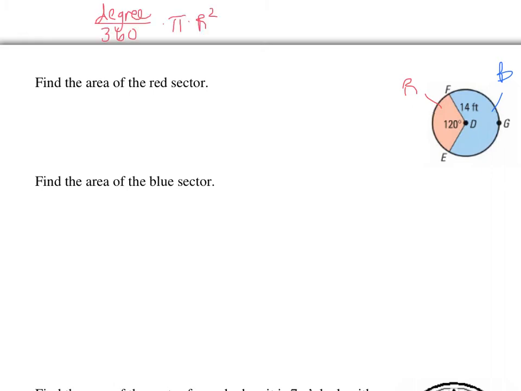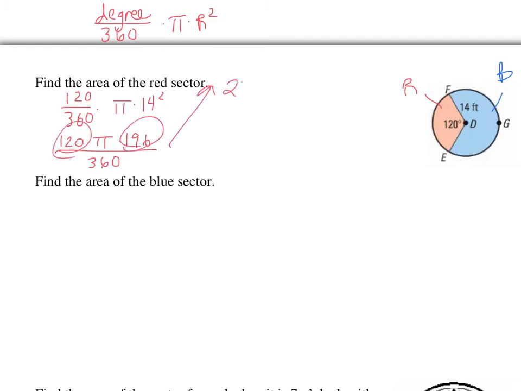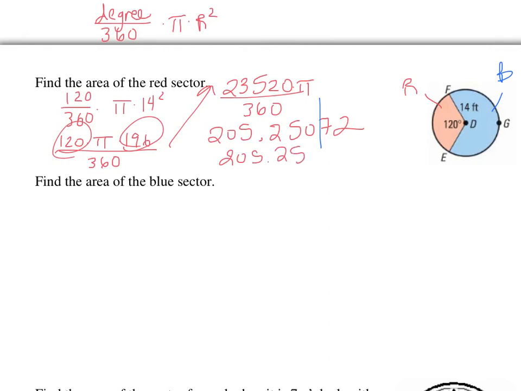All right, so for this first one, for the red, we should have 120 over 360 times your pi r squared, so 14 squared. When you simplify that, you should get 120 times pi times 196 over your 360. When you combine the two numbers together, this is what we get, and then we have to divide that by 360, and you get 205.25072. So when you round that to the thousandths, we'll get 205.251. And this one does have units, so it'd just be feet squared.